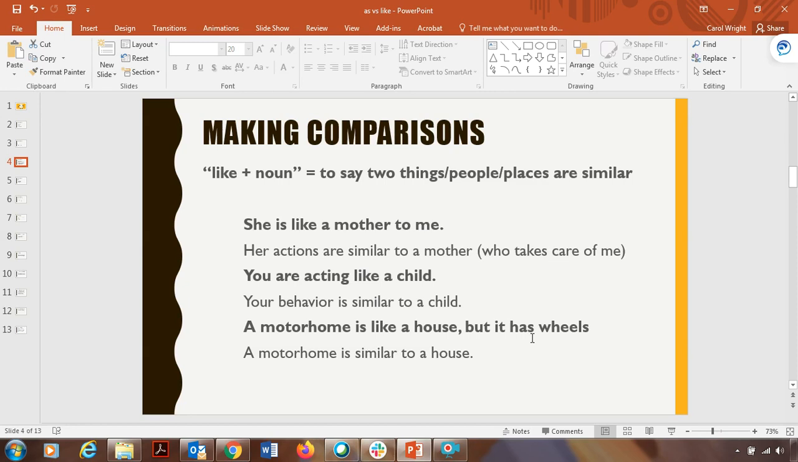You can say you are acting like a child. So you're not a child, but you're acting like a child. So your behavior is similar to a child's. A motorhome is like a house, but it has wheels. I'm saying a motorhome is similar to a house. Okay, so like plus noun, we can say that to say that something is very similar to something else, or people, or places.